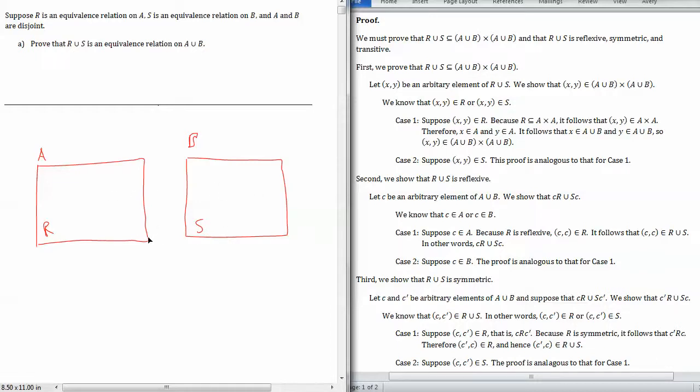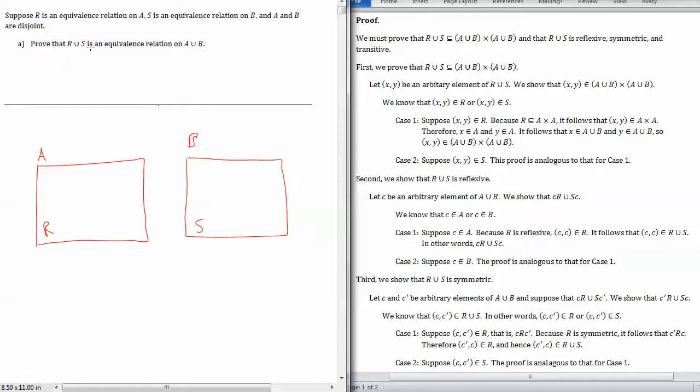We want to make sure the resulting relation we get is, first of all, reflexive. Why is that? If you take an element X, it has to be in either A or B. If it's in A, then we have (X, X) in R, and certainly in R union S. If X is in B, we have (X, X) in S, and again, it's in R union S. So (X, X) is always in R union S for any X in A or in B.